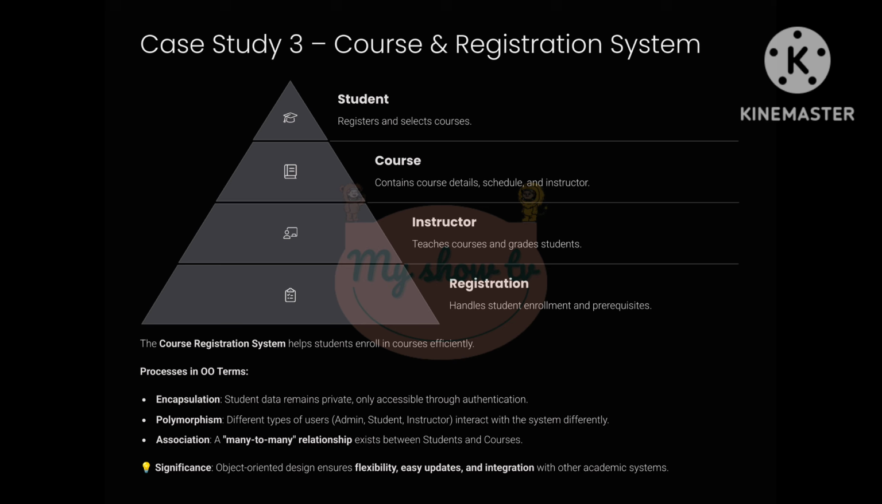Course, contains information like course name, schedule, and instructor. Instructor, teaches courses and grades students. Registration, manages student enrollments and prerequisite checking. Now, let's analyze the system using object-oriented concepts.